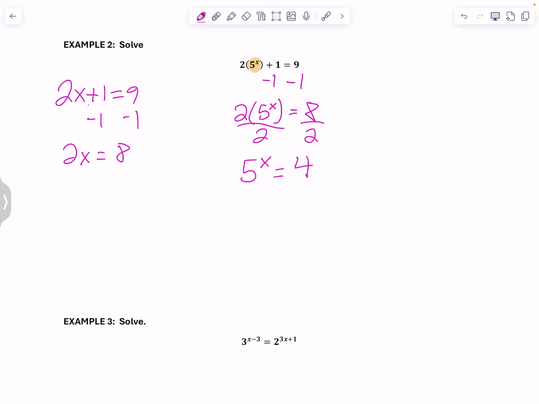Where do you guys expect your answers to be? Less than 1. Yeah. Between 0 and 1, right? Because 5 to the 0 is 1. 5 to the first is 5, so 4 is in between. So we know to expect that. So what we do is we take a log of both sides. I always just do base 10 because my calculator has it.